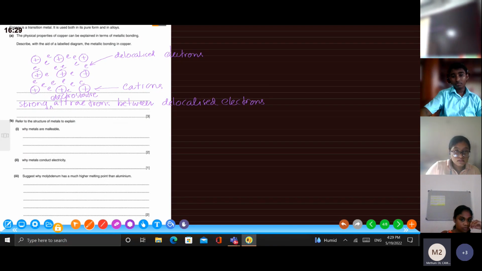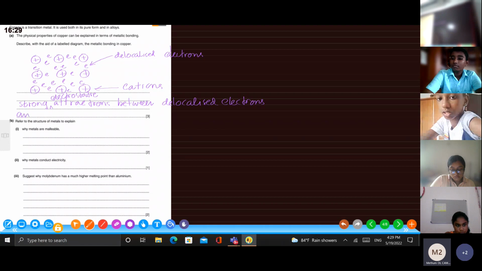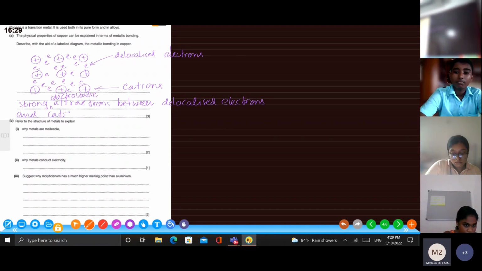Now I'm not sure. Is the examiner asking about structure also? Would the mark scheme ask about structure? It doesn't say structure, but we have the doubt: only bonding, or should we write structure too? So we are going to write a very smart answer like this: strong electrostatic attraction between delocalized electrons and cations which are in a rigid lattice.